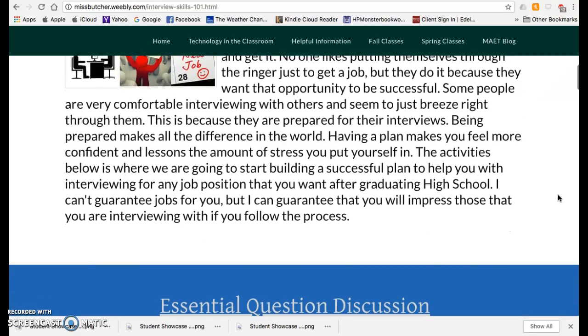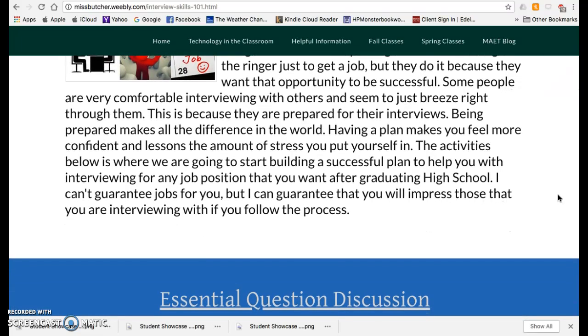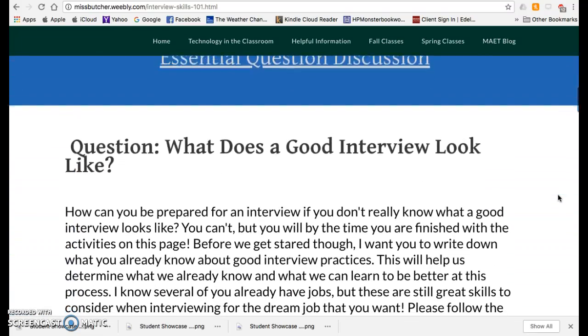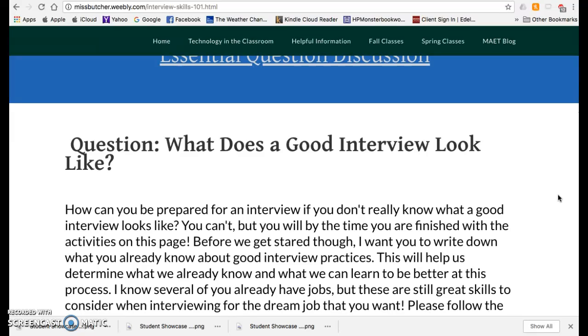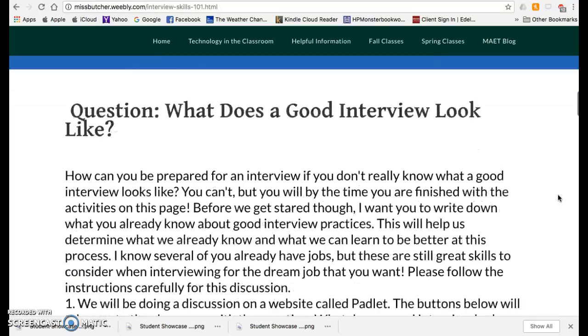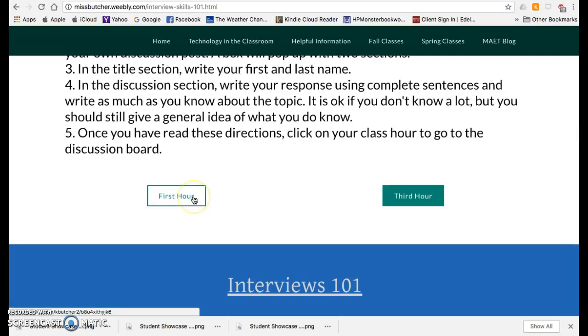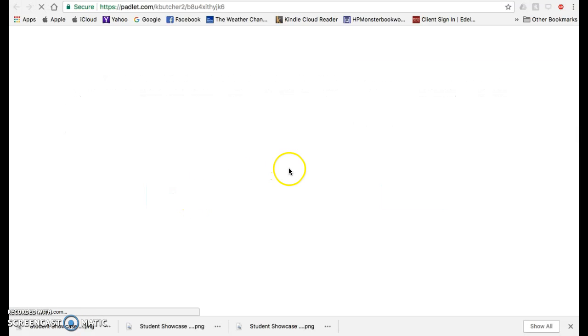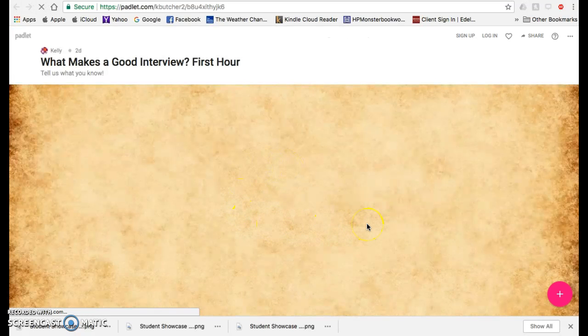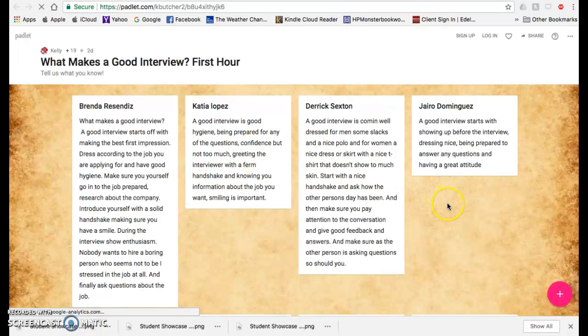So this page is set up in 3 steps. I have a little intro, and then we do this essential question discussion board. Like, what does a good interview look like? I wanted to see what they already knew. I gave directions, and then each hour had their own Padlet to add to their own discussion board. So this is some of the responses.